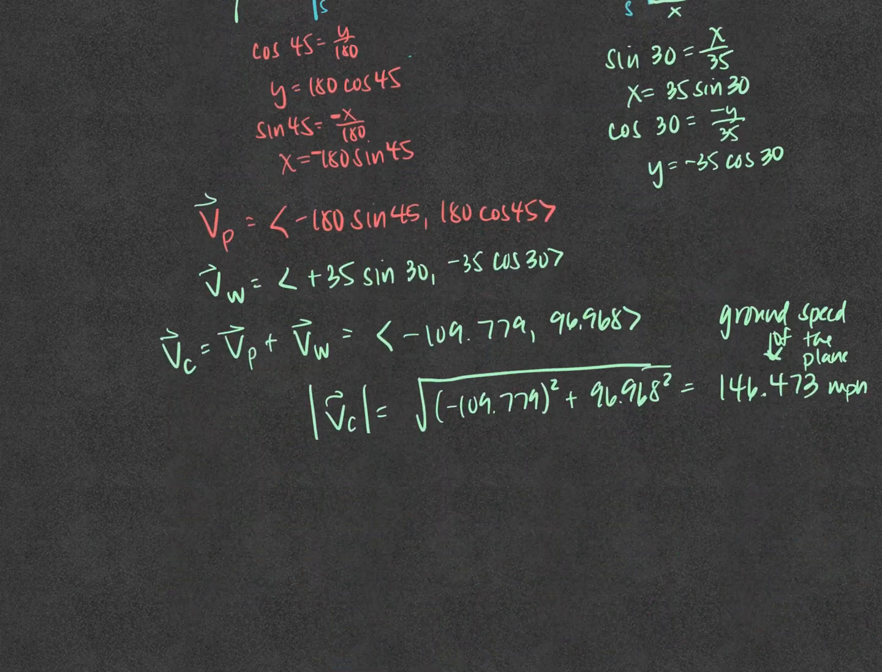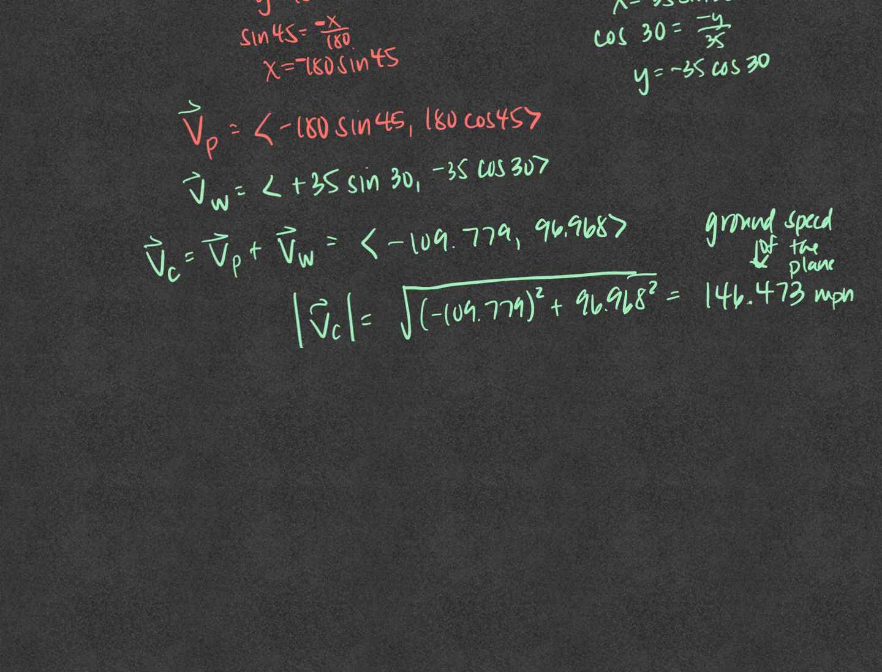We're looking for the true course, so that means we need the angle. So we're going to draw this on a graph, our x and our y graph. It's a crooked line, but we're going to run with it. And it's negative 109 and positive 96. So negative 109, come over about here, positive 96, maybe a little higher. It doesn't matter, it's a sketch. So we have a vector here, and the length of that vector is 146.473, because it's the length of the vector and it's the speed, miles per hour.